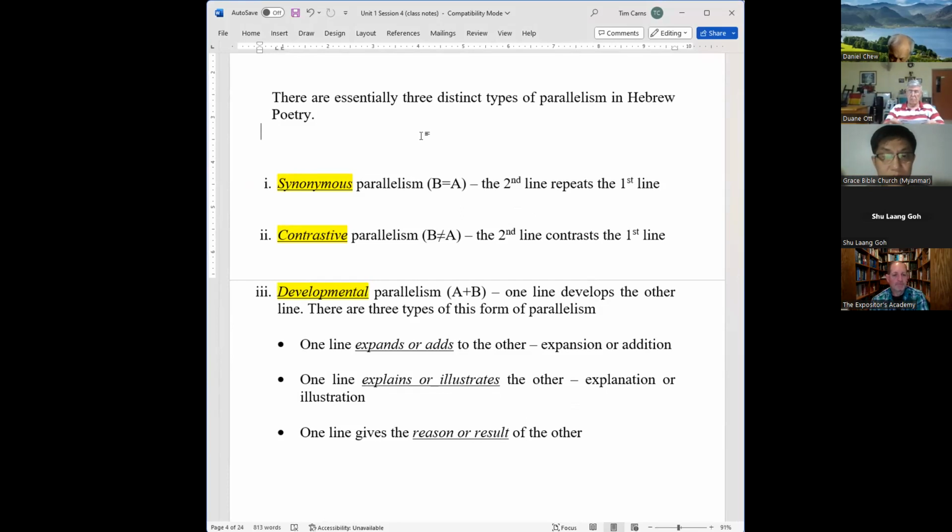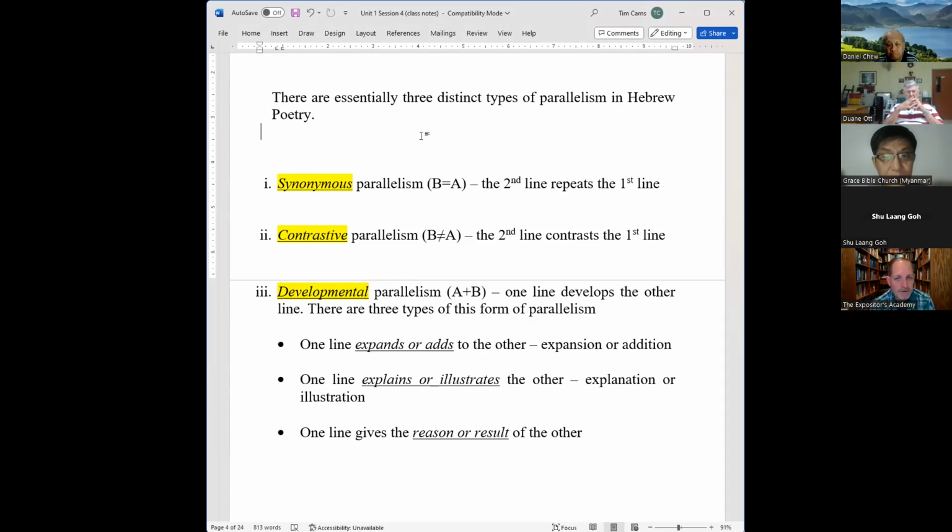And then contrastive parallelism is similar to synonymous, except that the second line is a contrast to the first. So in synonymous, each of the lines go together. They say the same thing. In contrastive, they'll say the opposite. They'll contrast two things. And then finally, there's developmental, which is a little bit broader parallelism.